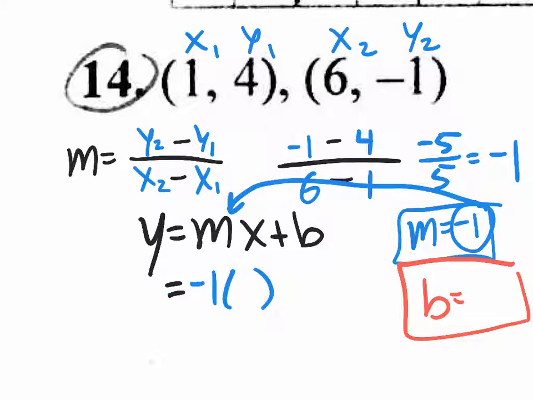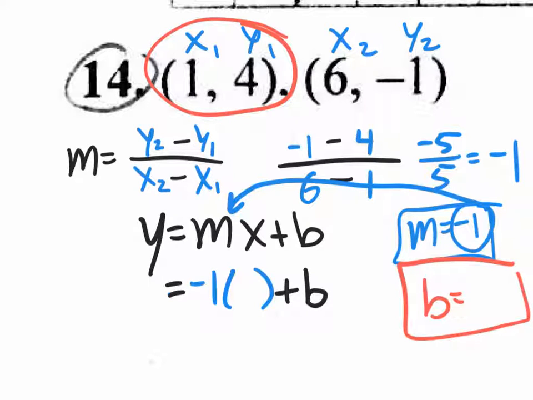But wait a minute. Where am I going to get my x and y values from? From the coordinates. So I'm going to put my plus b. And let me plug in my x and y. Which coordinate do we want to use? The first one or the second one? I'd go with the first one. You could use the second if you want. So if you plug in 4 for y, see how y is right here? I'm going to put a 4 right there. And the x value is 1, so I'm going to put a 1 right there. And now I'm just going to do the math. Negative 1 times positive 1, that's negative 1 plus b equals 4.